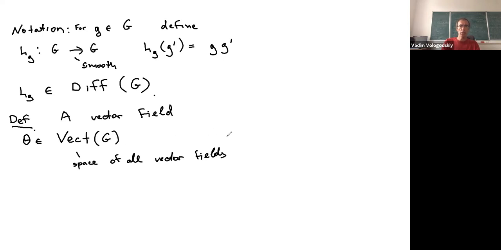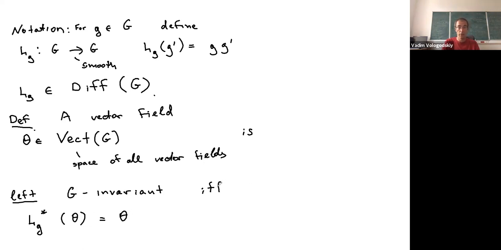So a vector field is called left G invariant if the following is true. Recall that diffeomorphisms of a smooth manifold act on the vector space of all vector fields. So I consider this diffeomorphism, I consider my vector field theta, and I can apply this diffeomorphism to theta. And it's left G invariant if for any g in G, I get the same vector field.